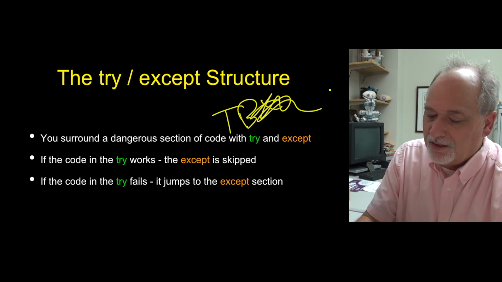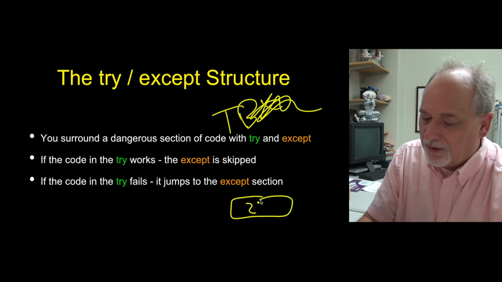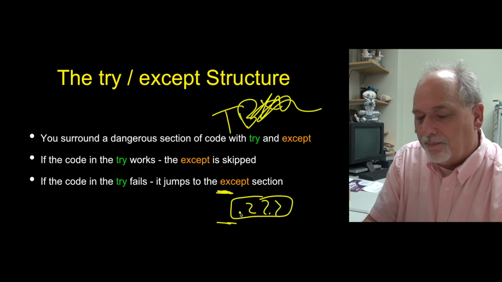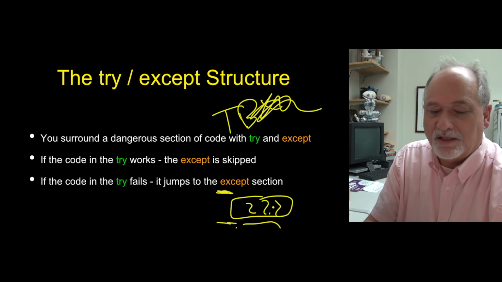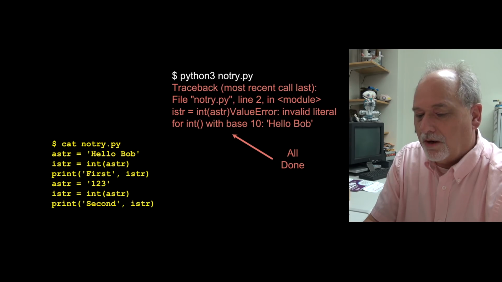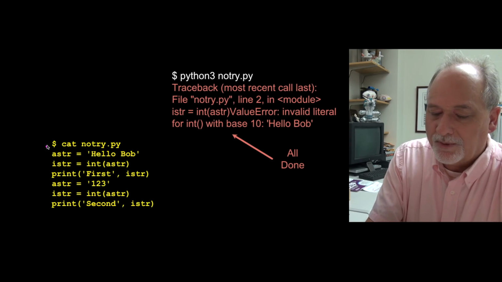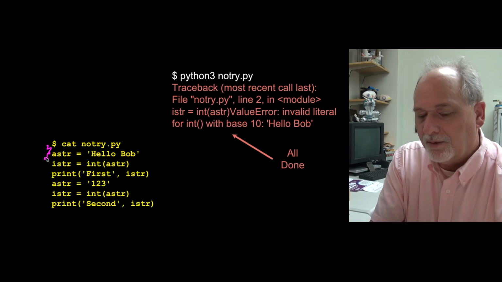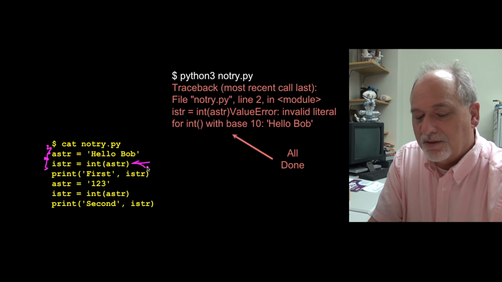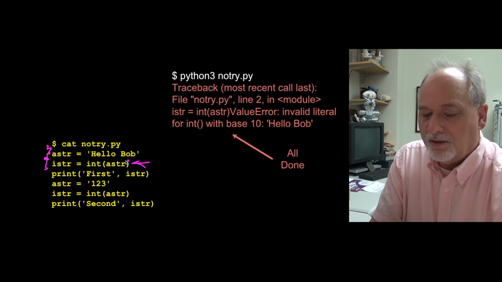You take this little dangerous piece of code that might break and might blow up, and you surround it with a try, which says this might blow up, and if it fails, run this code down here. So that's the try, and if you get an exception, the except is what handles it. Here's a little bit of code: we put hello Bob in and then we convert it to an integer, and we know from past experience that this blows up. You can't take hello Bob and convert it to an integer. It's just going to blow up.